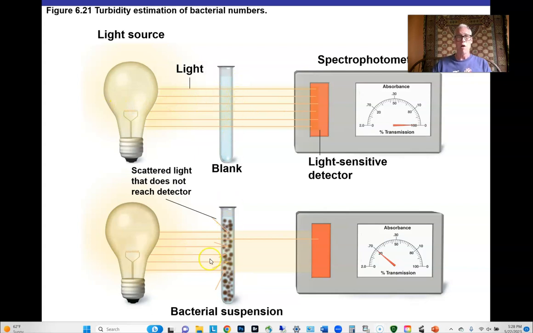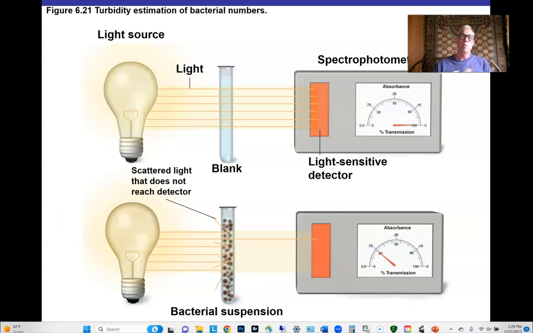And then as the bacteria begin to grow, more and more bacteria scatter the light, and less light comes to the light sensor, the photomultiplier. At some point we'll have a high density of bacteria, and the light transmission is going to go down and down and down. From that drop in light transmission, we can estimate the concentration of bacteria in this sample, and from that we can figure out how many must have been in the original sample by knowing the generation time.